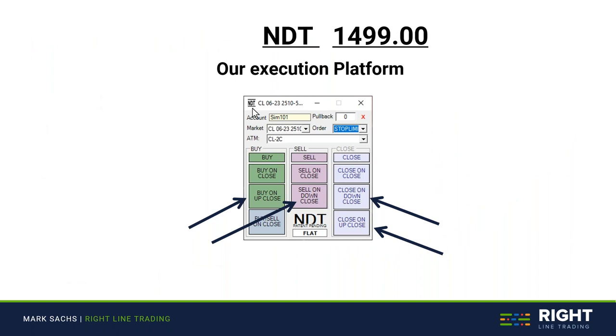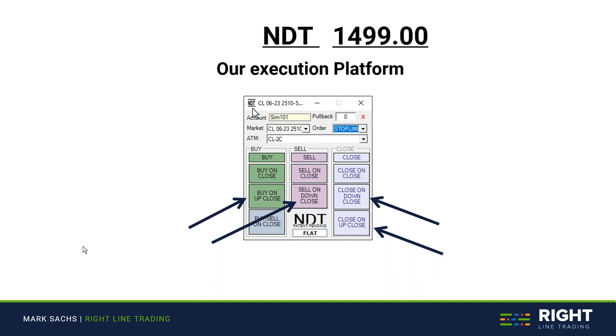So the NDT, remember I talked about the NDT as our execution platform. You put your market in here, you put your order type, you put your ATM. And once that candle pulls back, if it's in a downtrend, when it pulls back halfway, all you do is click on sell on down close.